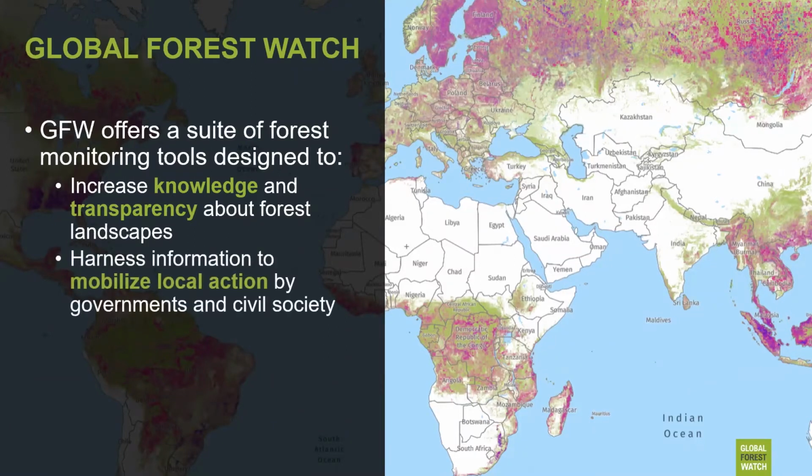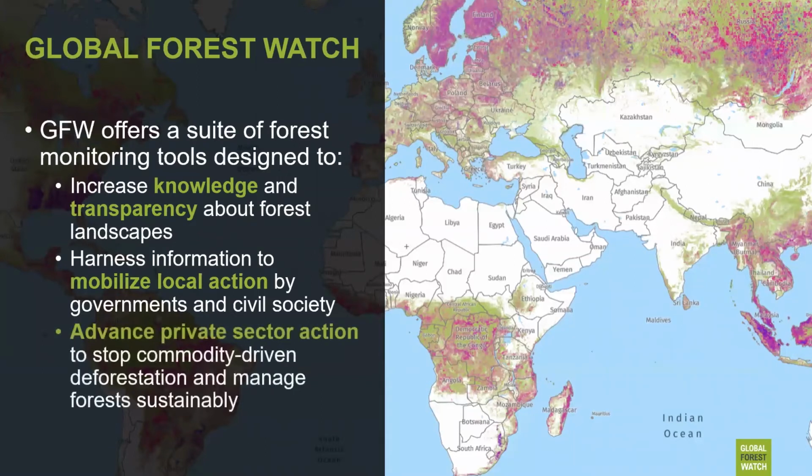Harnessing information to mobilize local action by governments and civil society. We have a variety of partners and some programs that help promote data-driven action. And lastly, advancing private sector action to stop commodity-driven deforestation and manage forests sustainably. One of our tools, Global Forest Watch Pro, allows the private sector to measure risk associated with their supply chains. And MapBuilder aligns with this strategy by allowing actors to easily create their own monitoring applications, thus empowering them to understand what's happening in their respective environments and take action.